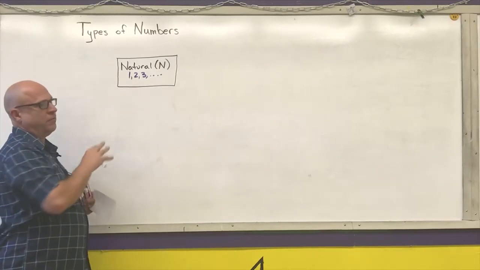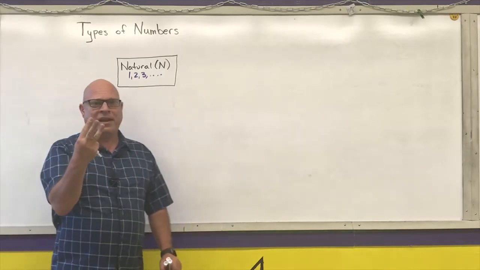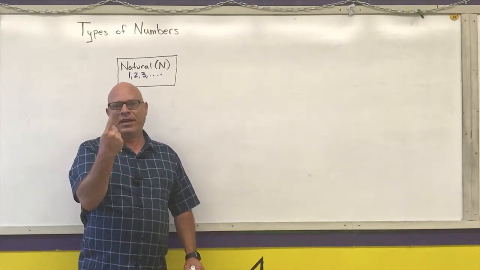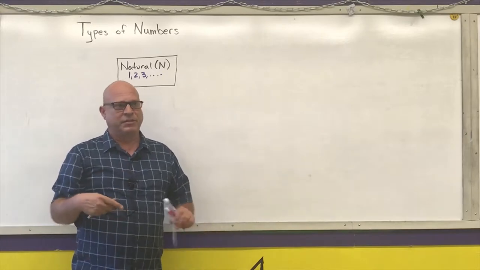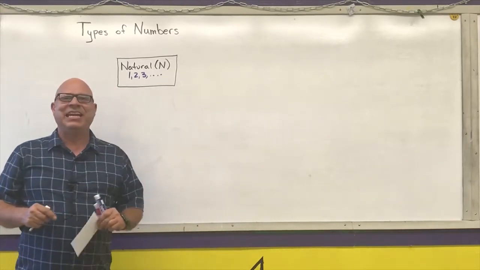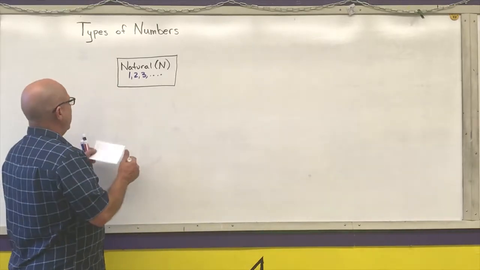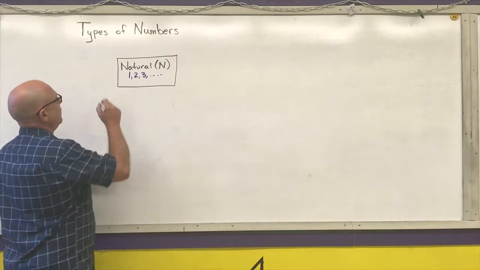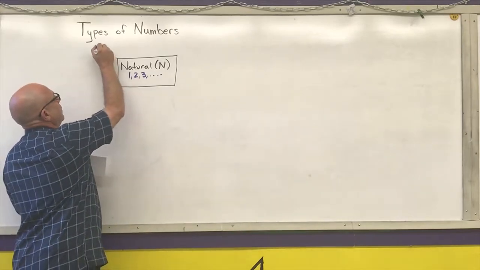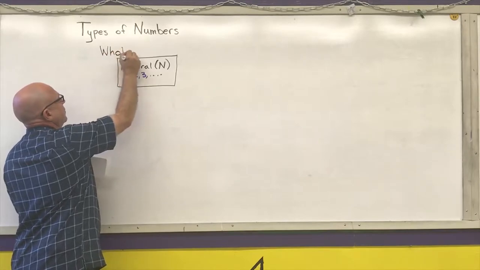Then the next thing we did is we started subtraction. If I have three apples and I eat two of them, I have one apple left. Well, we needed a way to represent not having anything at all, okay? And that was the number zero. And once I add the number zero in, I have what is called the whole numbers.